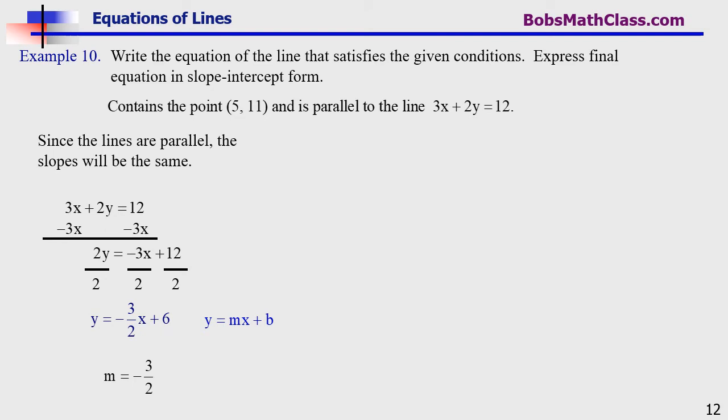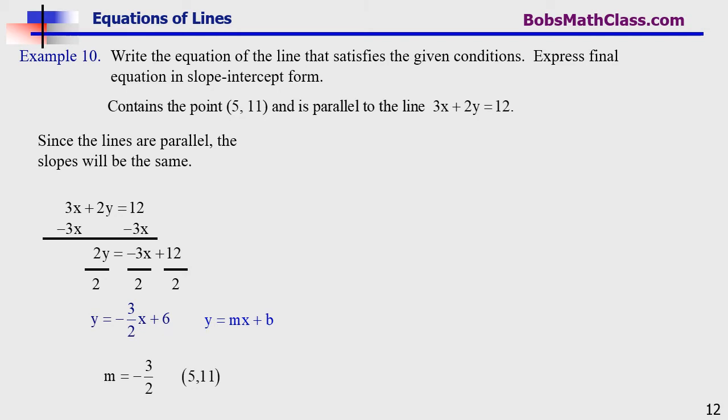Because we're comparing it to slope-intercept form. We're comparing it to y equals mx plus b. The number in front of x is your slope, m. All right, so we're going to use that slope because it says parallel. Remember, parallel is the same. And we have our point, which is 5, 11.